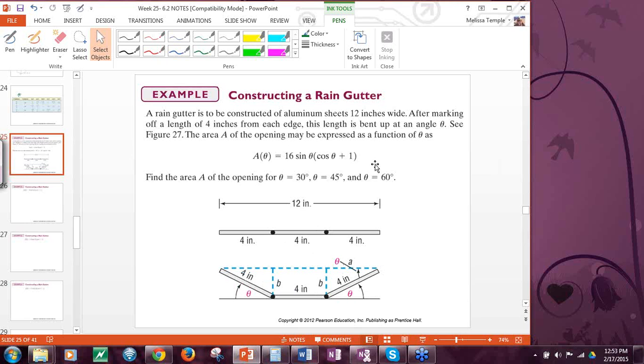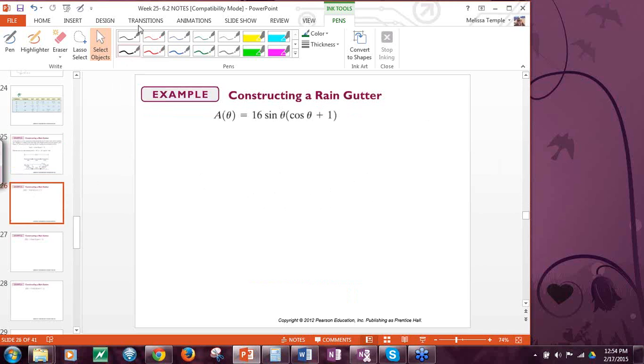The area of the opening may be expressed as A of theta equals 16 times sine of theta times cosine of theta plus 1. Kind of wordy, right? Find the area of the opening if we have a 30-degree angle, a 45-degree angle, and a 60-degree angle. So let's look at this here. This first slide, we're going to find our area if we have a 30-degree angle.